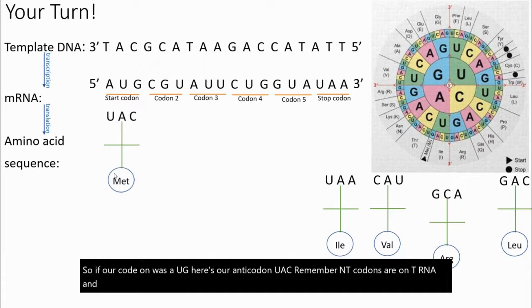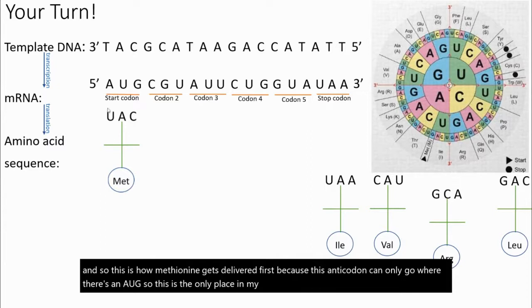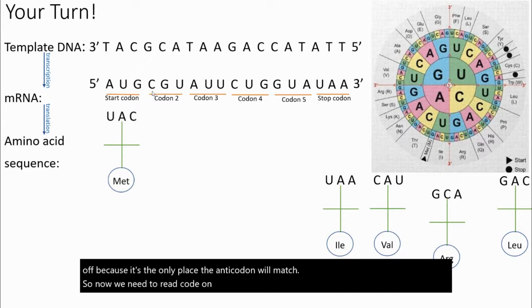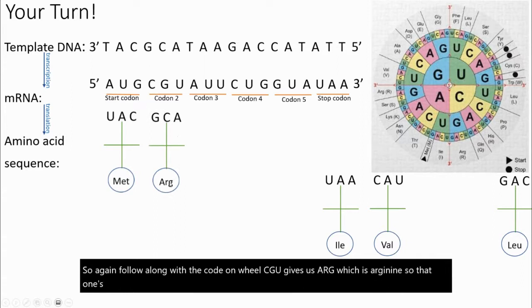And so this is how methionine gets delivered first, because this anticodon can only go where there's an AUG. So this is the only place in my example where methionine could get dropped off, because it's the only place the anticodon will match. Okay, so now we need to read codon 2 to figure out what our next amino acid should be. So CGU. So again, follow along with the codon wheel. CGU gives us ARG, which is arginine. So that one's going to be delivered second.